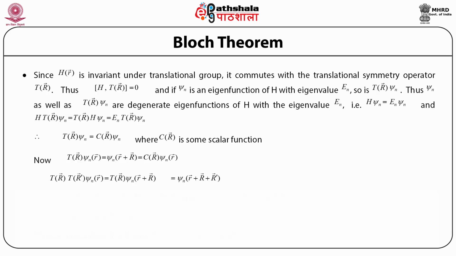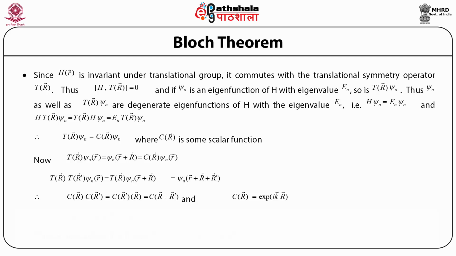Therefore, T_R' acting on psi_n is equal to T_R' acting on psi_n at r plus R, because T_R' translates r to r plus R', which is then equal to psi_n(r plus capital R plus capital R'). Which means that the scalar function is such that the product of the scalar function evaluated at R and R', that is C(R) times C(R'), is equal to C(R') times C(R), which is equal to C(R plus R').